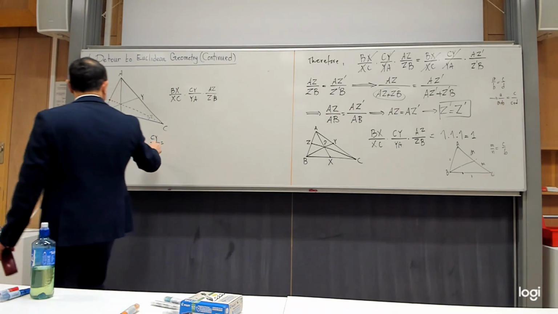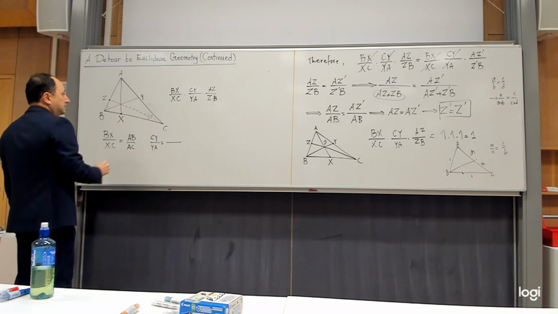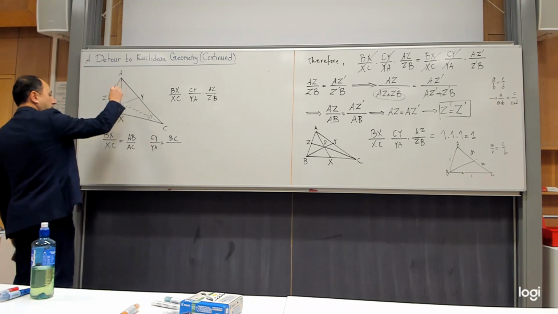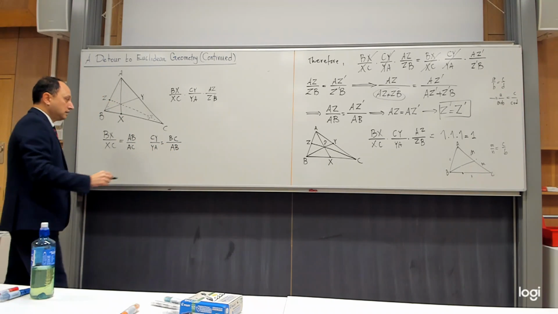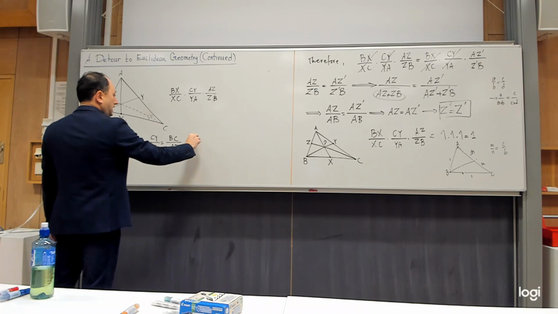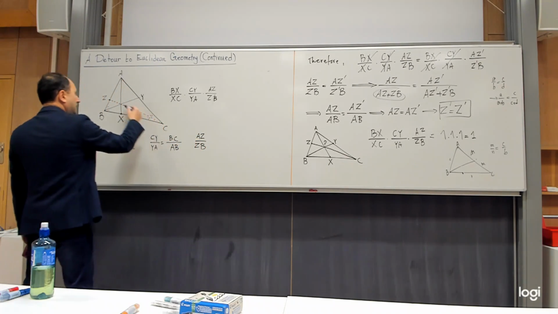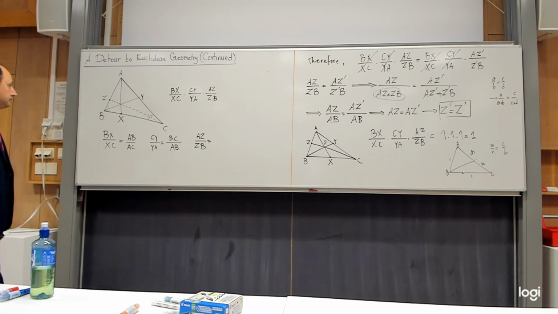So CY over YA is what? It is BC over AB. Yes, agree? And then what can I write finally? AZ over ZB, because that is also an angle bisector. What is this one equal to? AZ over ZB. What can I write in front?